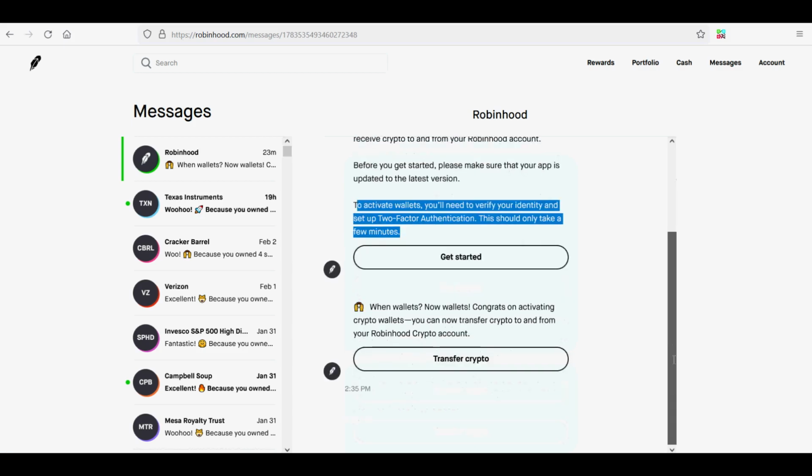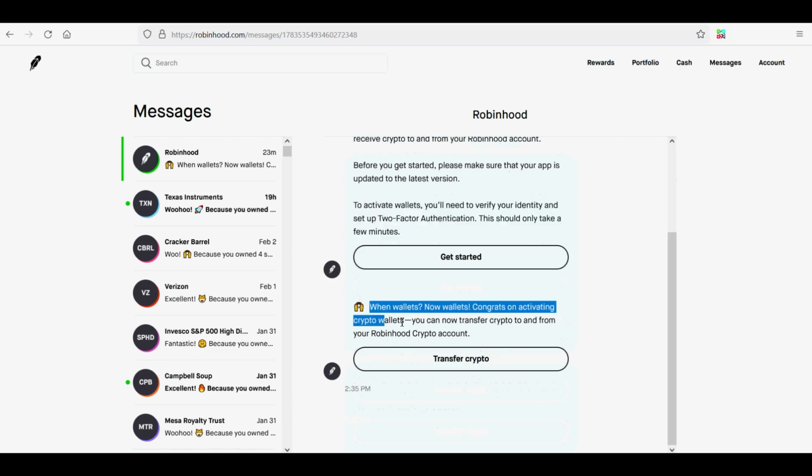To begin with Robinhood crypto wallet, you will need to sign up for a Robinhood account. I will provide a link below. You need to show interest in Robinhood crypto wallet and get an invitation message. I received my invitation in the message section of my regular Robinhood account. Next, I will show you how to activate Robinhood crypto wallets.